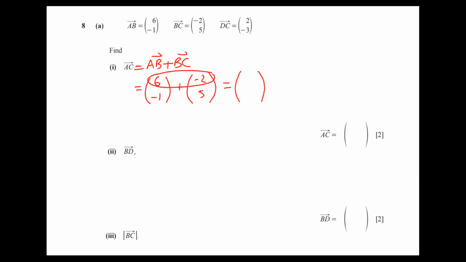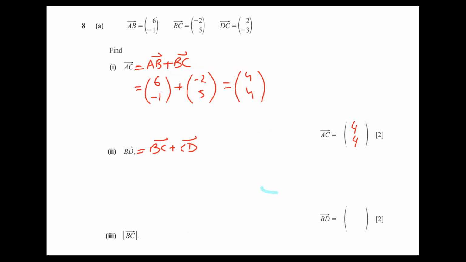Now let's talk about BD. Same pattern, we want to go from B and end at D. If you look at the top, there is B to C, and here C to D. So when I want to go B to D, first I will go to C, and then I'll go on towards D. So the path is so simple: B to C and C to D.